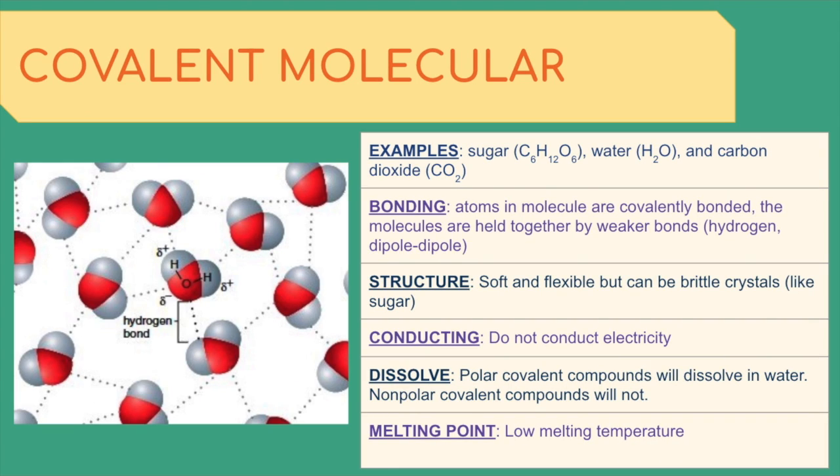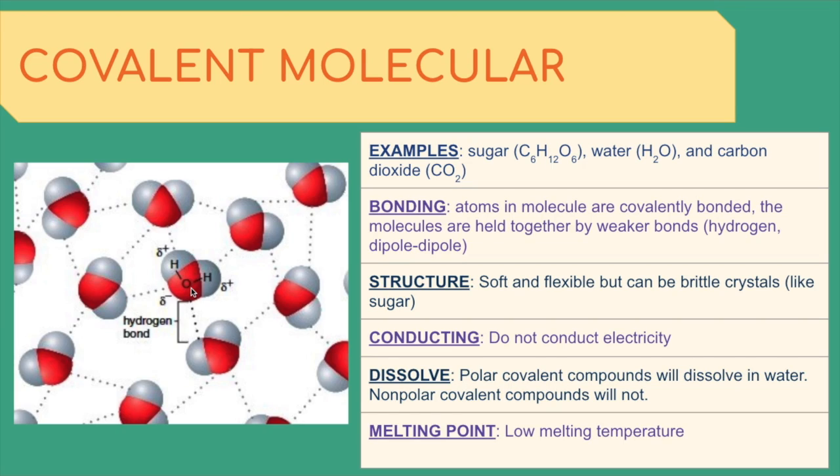The next is covalent molecular, and so examples of these are like sugar, water, and carbon dioxide. So I'm going to focus mainly on water. In this image, each of these molecules are water molecules, and if you remember, water is a polar covalently bonded molecule. Okay, so we have oxygen and hydrogen, and they are bound together covalently.